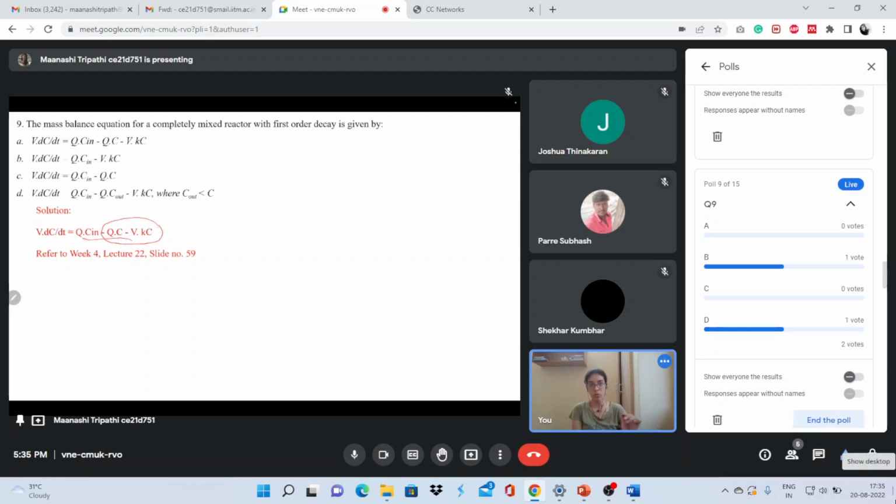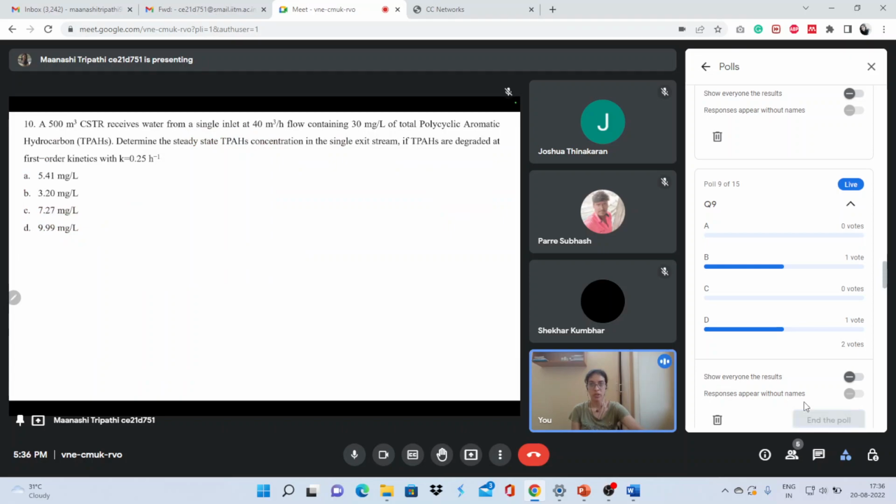And those who have answered D, see here everything is right. Everything is right. But this is the problem. Here it is saying the concentration going outside and the concentration inside the reactor is different. So that is not the case here. Always in completely mixed, going inside, going outside, and the concentration inside the reactor is same. Okay, I hope you understood this concept.